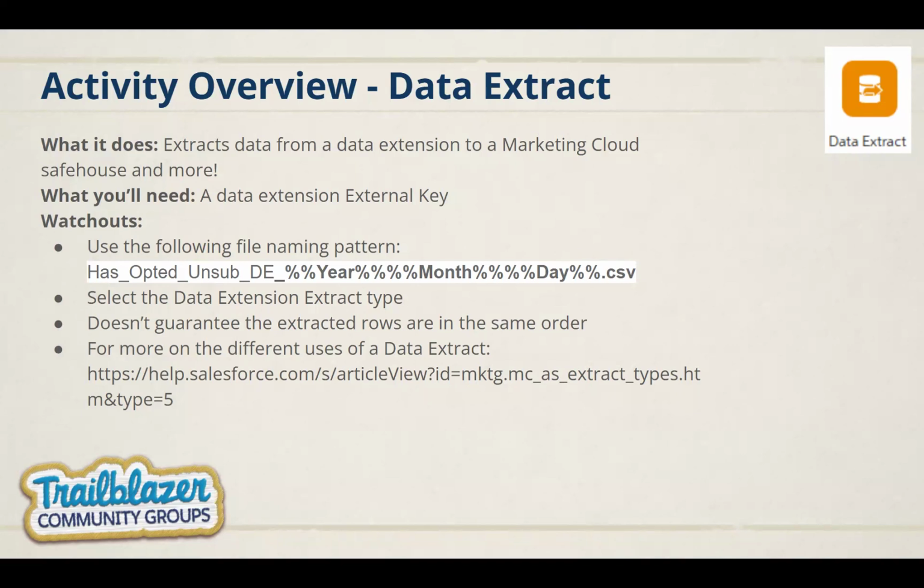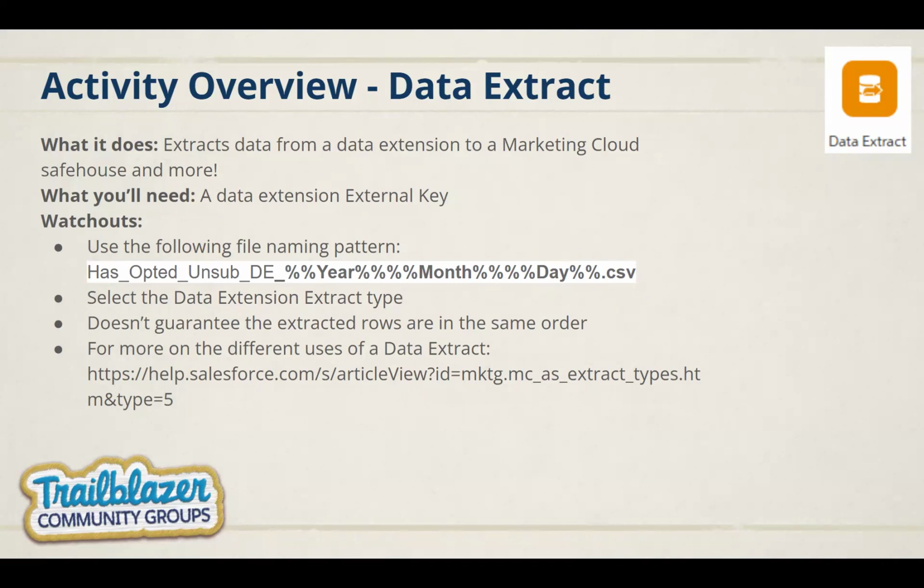There's a bunch of other functionality that data extracts can do for you, but in this example, we just want to focus on that use case. So what you need is a data extension external key to identify for this extract what data extension we're pulling this data from. You're going to want to use the following naming pattern. It starts here with this underscore, so %%year%%, month, day, .csv. You'll see that carried throughout as well. Just make sure you follow that naming convention, it makes everything easier.